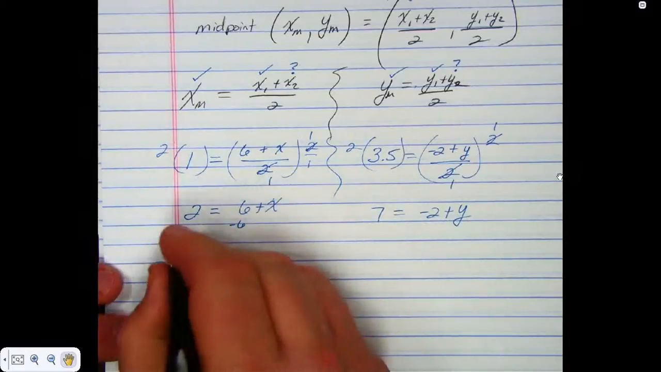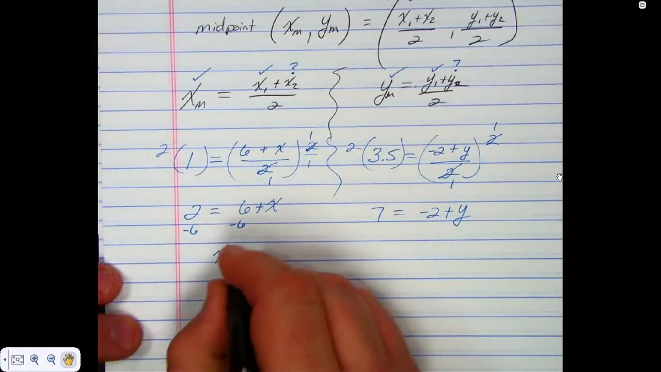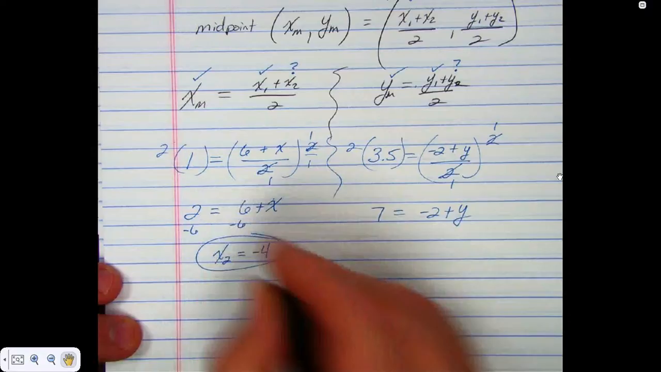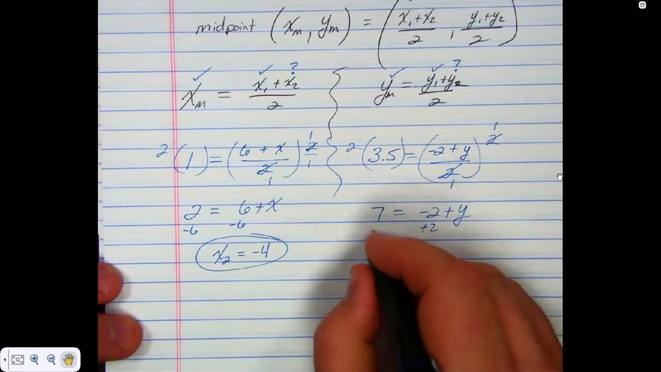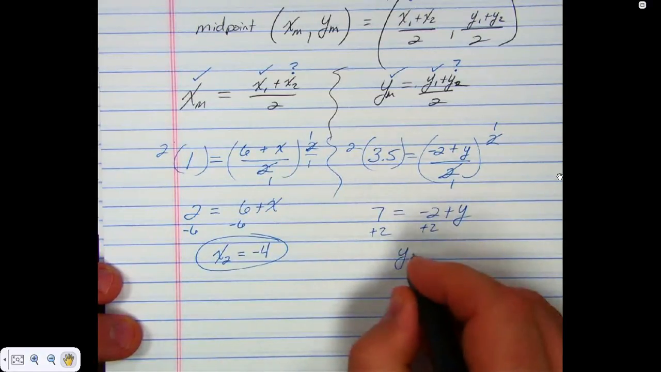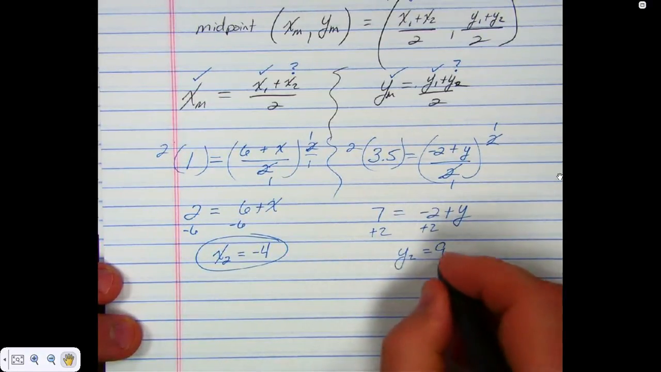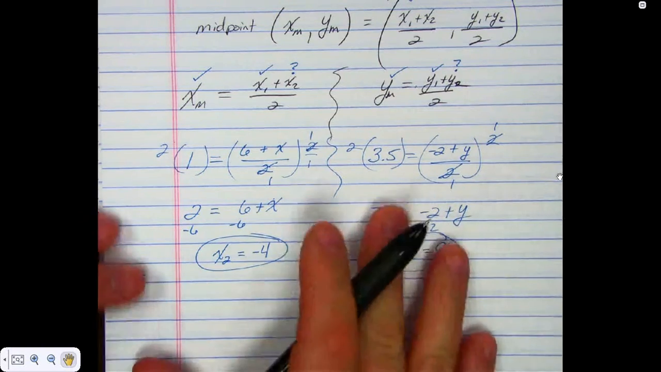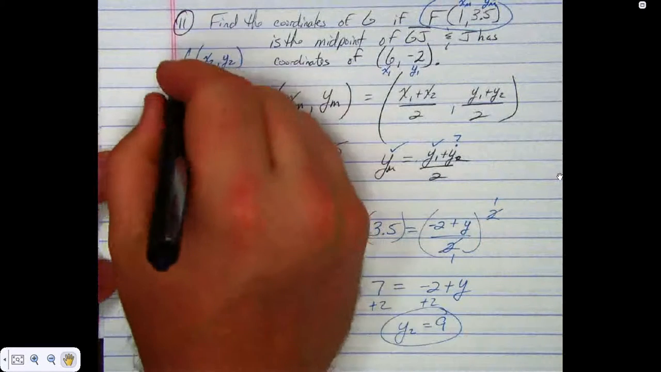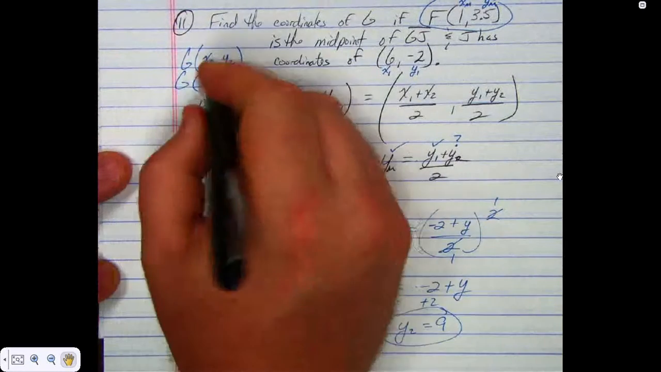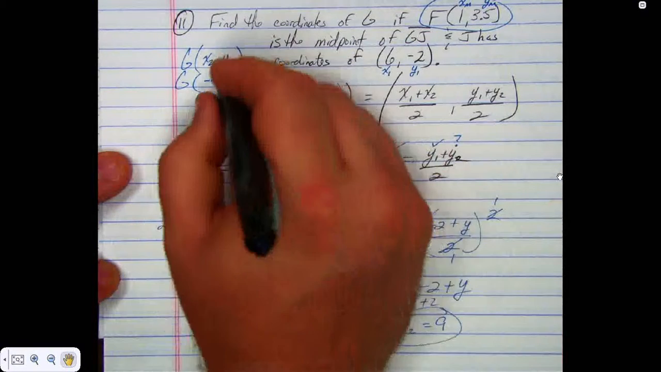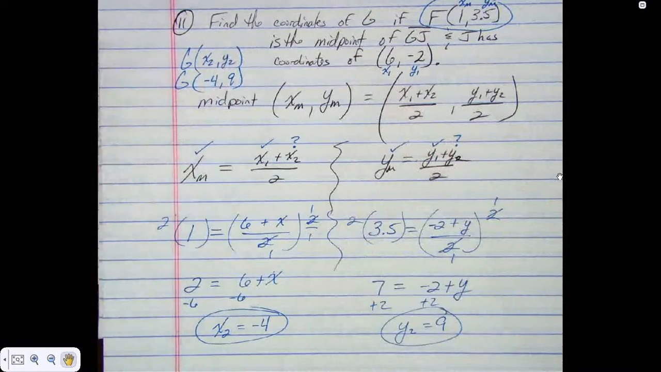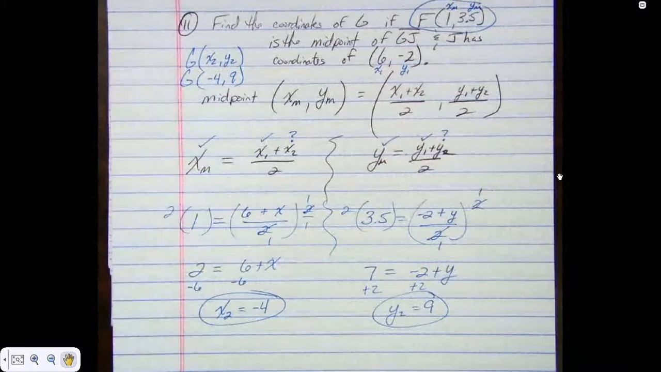Subtract 6 here, subtract 6. You found that your x coordinate, or your x2, is what? Negative 4. Add 2, your y coordinate, y2, is what? So what are the coordinates of G, what they ask us to find? Negative 4, 9. X always goes first, negative 4, comma, 9. Okay, I'll zoom out. Let's everybody write that down, make sure you have that.